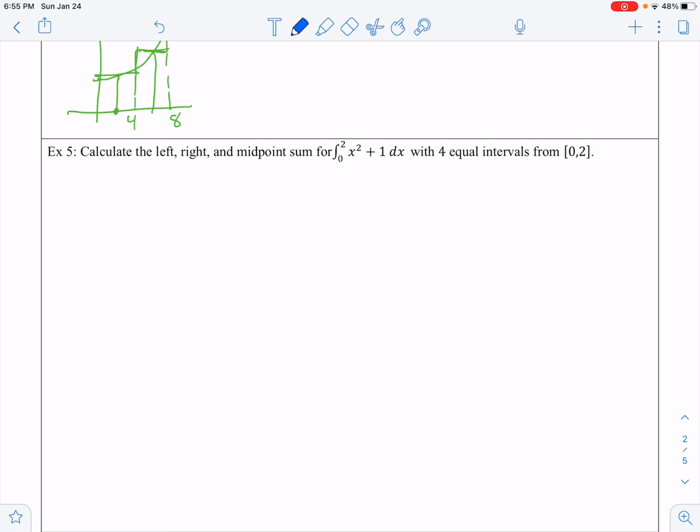Left, right, and midpoint from 0 to 2, x squared plus 1, with 4 equal intervals. So 2 minus 0 divided by 4 is a half.